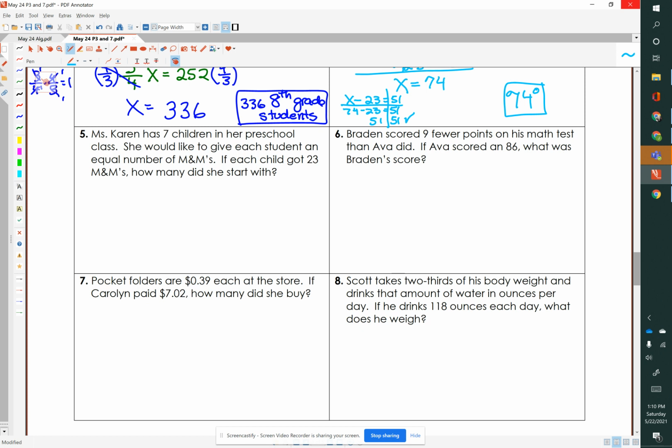Mrs. Karen has 7 children in her preschool class. She would like to give each student an equal number of M&Ms. Lucky kids. If each child got 23 M&Ms, how many did she start with? Okay, so let's figure this out. We want to let x equal the number of M&Ms she started with, because that's what we need to find out.